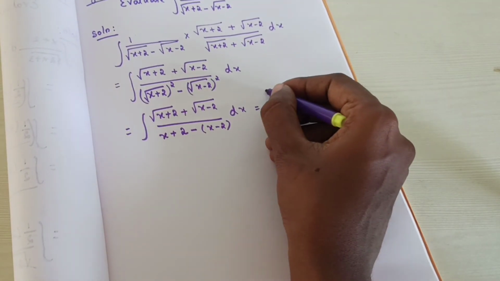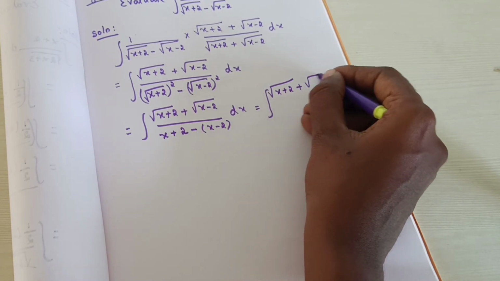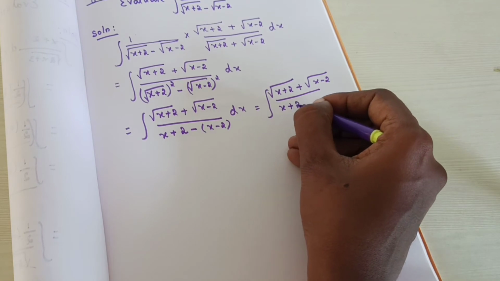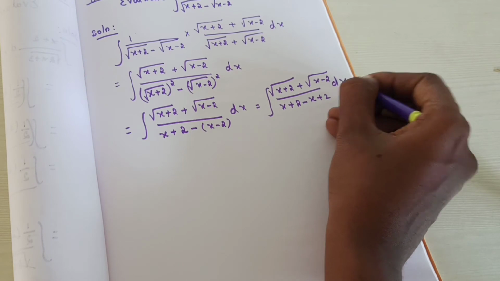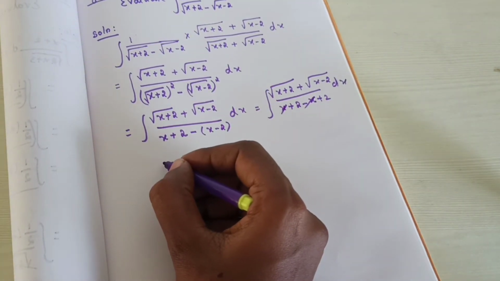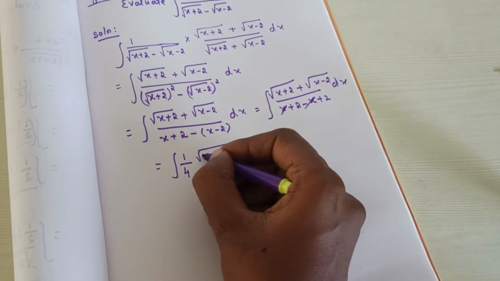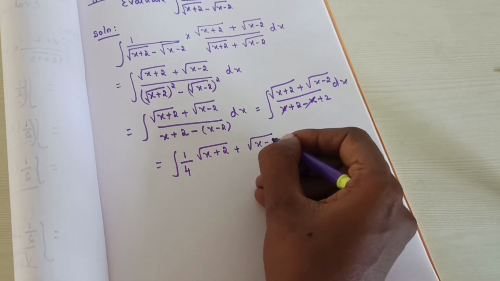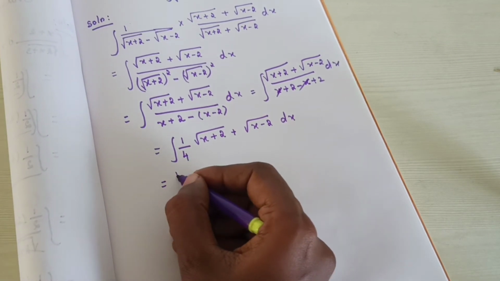That is equal to the integral of (square root of x plus 2 plus square root of x minus 2) divided by (x plus 2 minus x plus 2) dx. So this x and x get cancelled. What's the balance? 4 is there, is it right? So the integral of 1 by 4 into (square root of x plus 2 plus square root of x minus 2) dx. Understand?